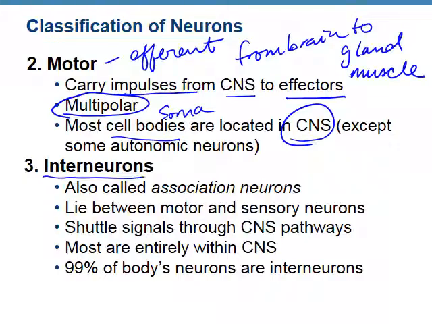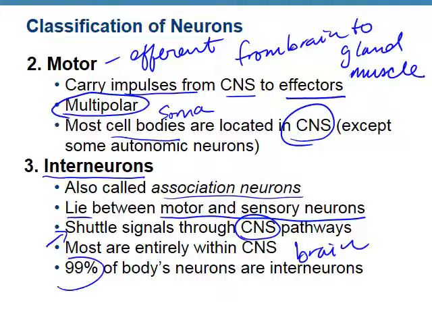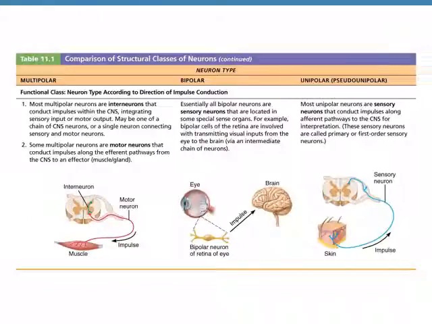And then interneurons, sometimes called association neurons, are the ones that lie between the motor and the sensory neurons. Basically they shuttle signals around the central nervous system, the brain. They're going to make decisions. 99% of all of your neurons in your brain are interneurons, relaying signals from sensory to motor. So here's another great figure from your book explaining all of this.